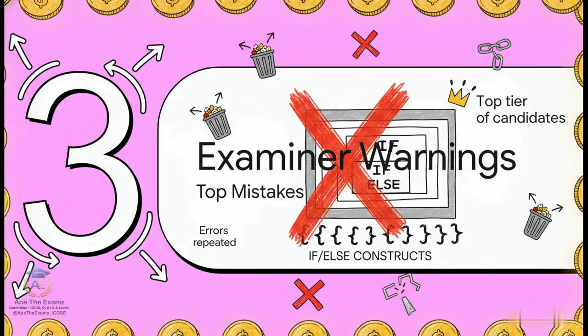Now for Section 3, Top Examiner Warnings. This is pure gold. These insights come directly from Cambridge Principal Examiner reports. Every single year, they see the exact same errors repeated. If you just avoid these traps, you're automatically in the top tier. Oh, actually, before I reveal these traps, stop scrolling.